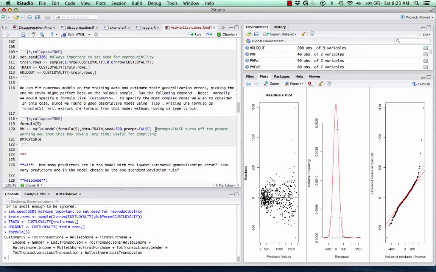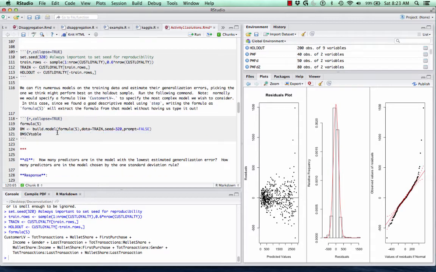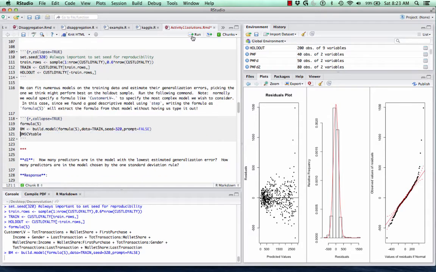Basically, if you are asking it to fit a lot of models, it will spit out a warning that says, hey, are you really sure you want to do this? It might take a really long time. And if you say yes, and it keeps going, you might actually have to force quit RStudio to do anything else. So in this case, I've made sure it doesn't take too long. So we can just run the build.model command.